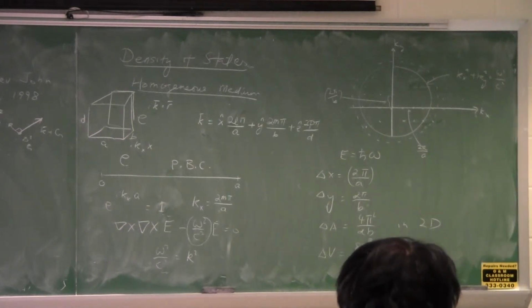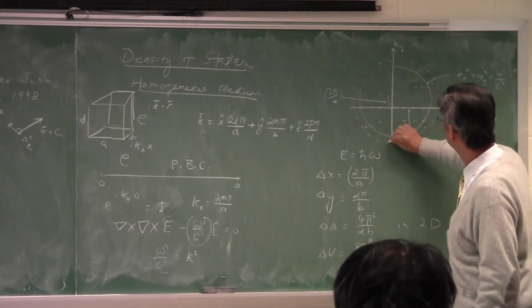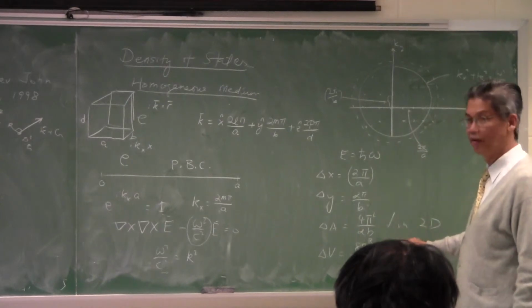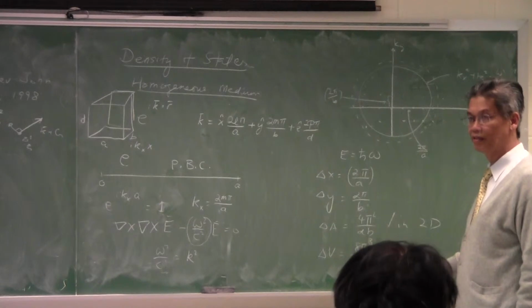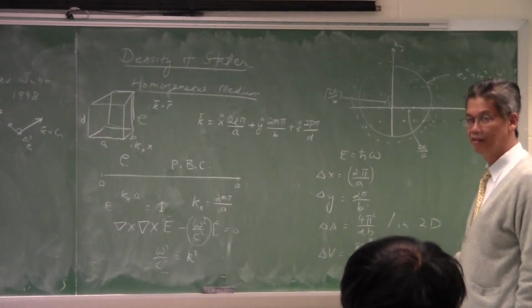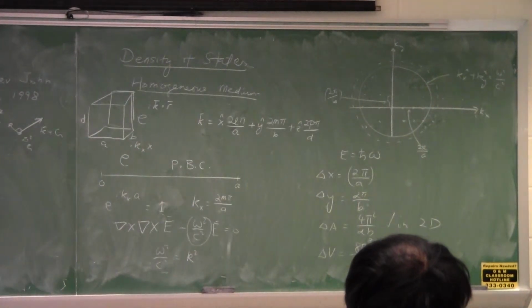Okay? So each of these states will occupy such a volume, and you can count how many states there are by dividing this shell either by this area, or in 3D you would divide the shell by this volume, to count how many states there are. Okay, those are the ways of counting states in the Fourier space.